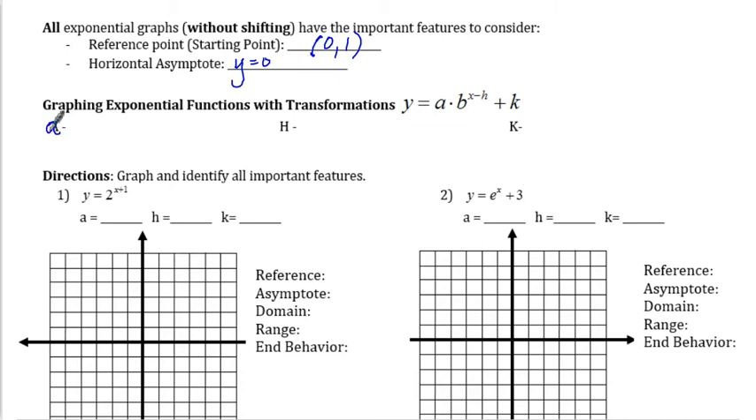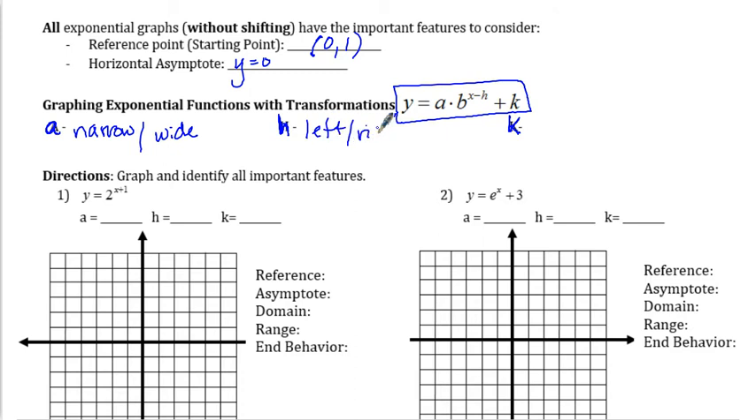We're going to revisit a, h, and k, like we did for past functions like quadratics and absolute values and several others. Here's what our exponential function looks like. And remember what these things were in charge of. A is in charge of making it narrow or wide. That was our dilation. H is in charge of left, right. And k is in charge of up, down. Just like our other functions.